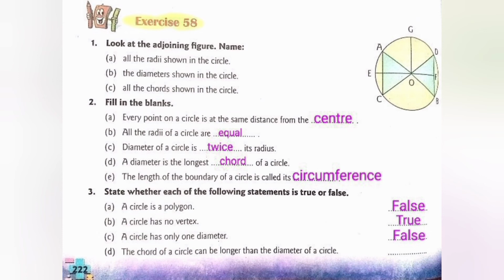Part D, the chord of a circle can be longer than the diameter of a circle. This is also a false statement because diameter is the longest chord. So, this is also a false statement.